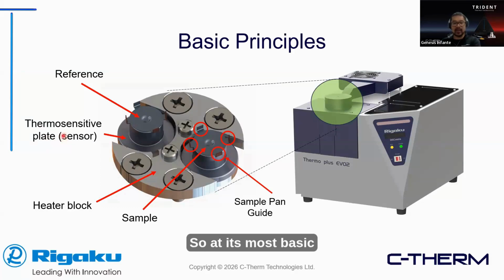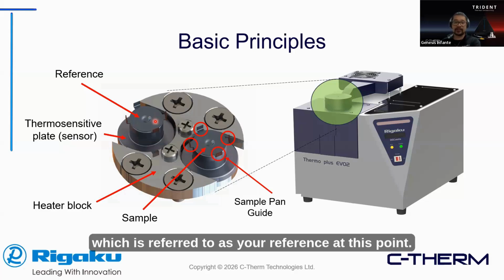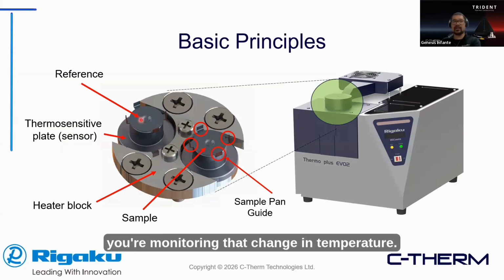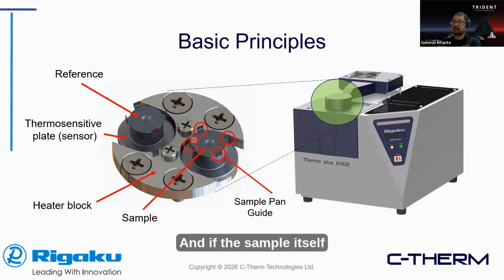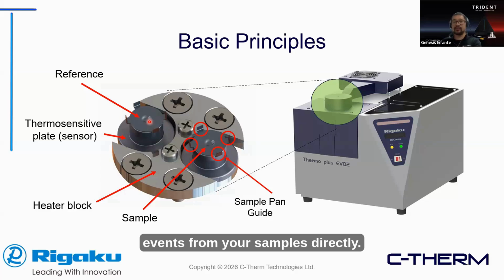So at its most basic level, and I've mentioned this earlier, you basically have your sample contained within a crucible, and then another identical crucible that doesn't have any sample, which is referred to as your reference. And as the system heats up, you're monitoring that change in temperature. If the sample itself starts absorbing or releasing heat, the reference is subtracted from that event, and essentially what you're seeing is just the thermal events from your sample directly.